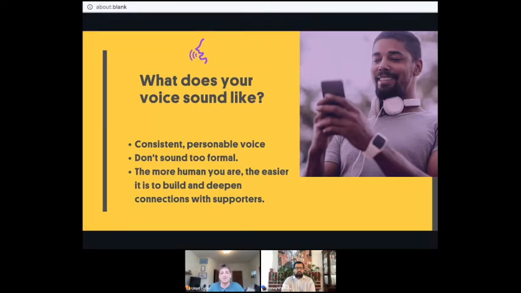People, I think, make this mistake where they think, well, this is a communication that goes out into the world and it has to sound like our emails or like our press releases, or written by committee, that kind of stuff. But really, you want to be authentic. You want to think about, again, who is the person sending this message? What do they sound like? And how can I get their personality across there? And so the more human you are, it's just easier to build and deepen those connections, right?